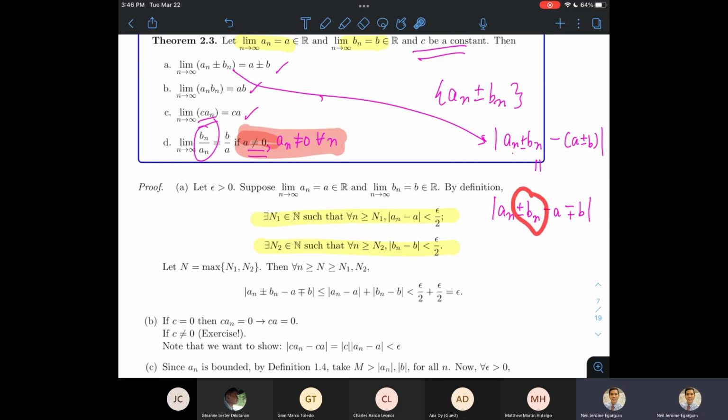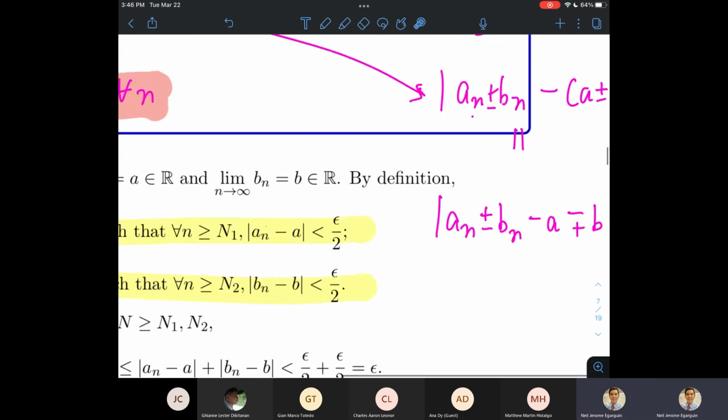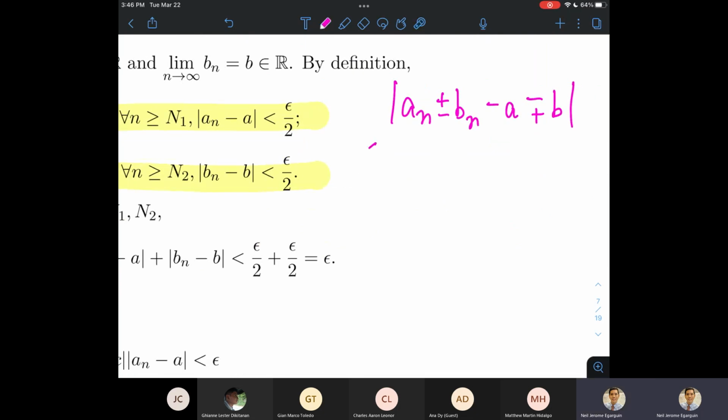Ang kagandahan sa plus or minus bn, minus plus b, magkaiba sila lagi ng sign. So it's either bn minus b o kaya negative bn plus b. Kaya lang, pag nag-triangle inequality ako, malalagay sila sa magkahiwalay na absolute value. So kasi ang mangyayari dito, magiging less than or equal to sa an minus a plus absolute value ng plus or minus bn minus plus b.